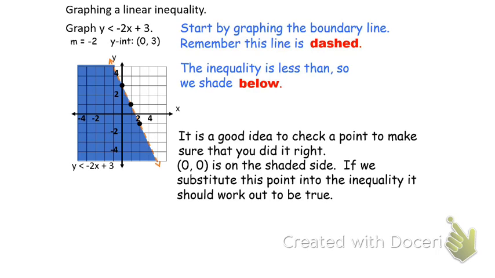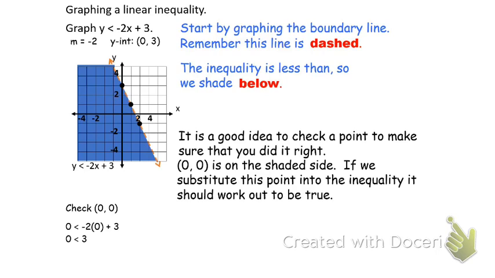Let's test 0, 0. Now 0, 0 is on the shaded side. If I test it in the inequality, it has to work out, because we shaded it, so 0, 0 should be in the solution. So let's test it. We'll take our original problem, y is less than negative 2x plus 3, and we'll substitute 0 for x and y. Negative 2 times 0 is 0, and 0 plus 3 is 3. So we get 0 is less than 3.